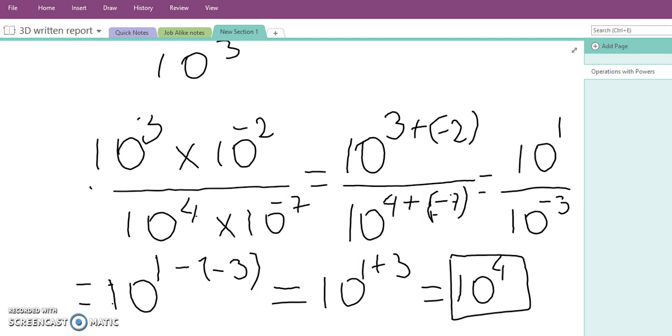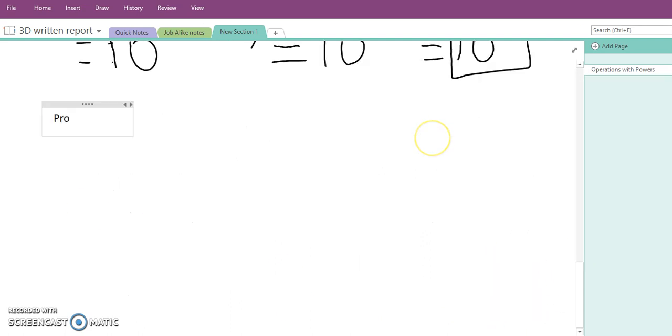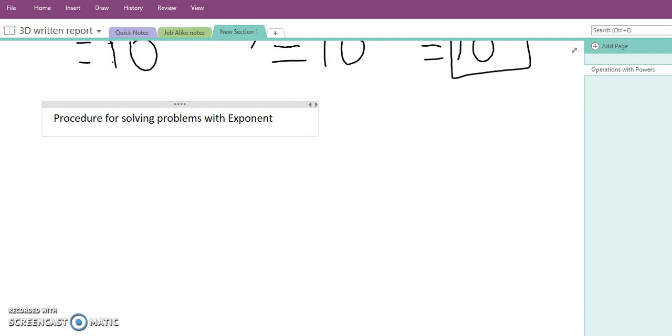So what would be a good procedure for doing something like that? Okay, so what is going to be my step 1? Step 1 is apply the multiplication rule to the top and to the bottom of your fraction, right? In other words, add exponents on the top and add exponents on the bottom separately.